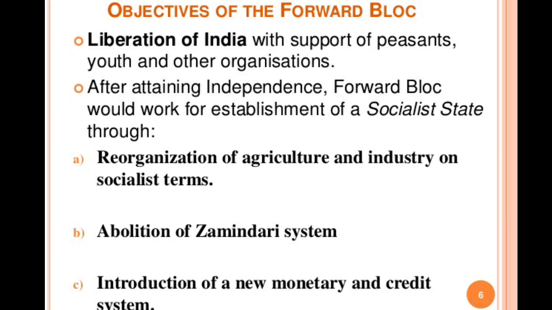What were the objectives of the Forward Bloc? The objective of the Forward Bloc was the liberation of India from the British rule with the support of workers, peasants, youths, other organizations, and even foreign support.